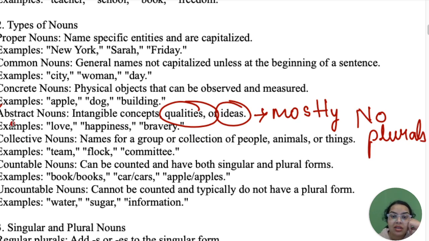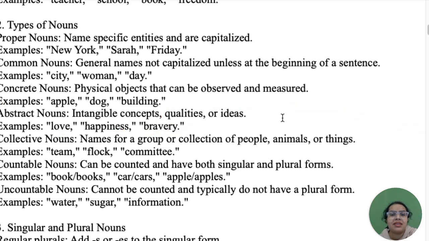Anything which is abstract, like love. I cannot have 10 loves in me, right? Happiness. Bravery. So these are the qualities in a person. Okay, these are the attributes of a person. So in this case, you need to know that plurals hardly exist. There are some exceptions which we will learn later, but as of now, please know how this works. Okay, I hope I have made this clear to you. Let's move on.